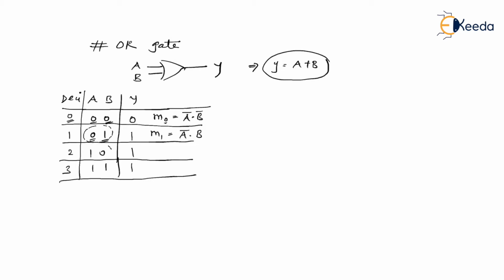Next, I have to consider the next combination, that is 1 0. So I'm going to write m2. How has 2 come? Because of the decimal position 2. Let us consider now A. A is 1, consider A only. B is 0, consider B bar. So it results in logic 1. Then m3, min term number 3, the last min term. A and B, both of them are 1. So I'm going to consider that as A dot B, which results in logic 1 only.